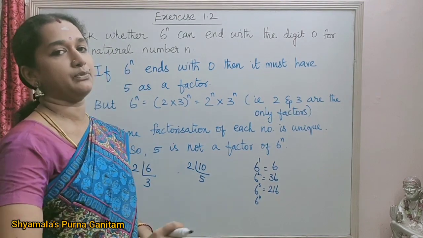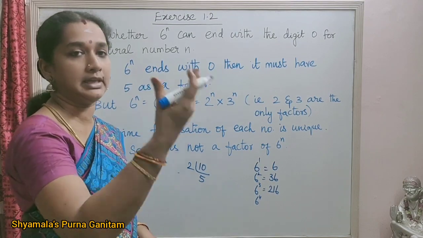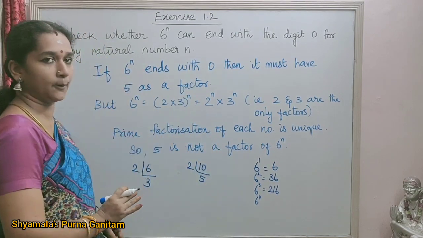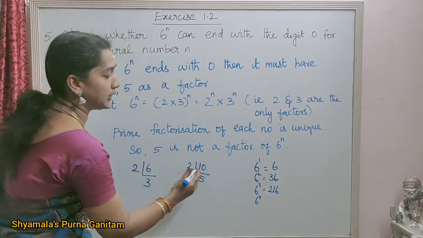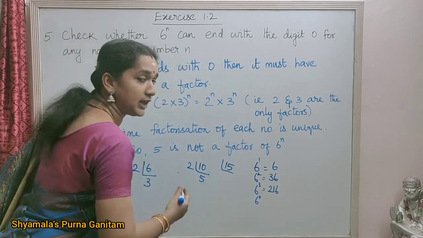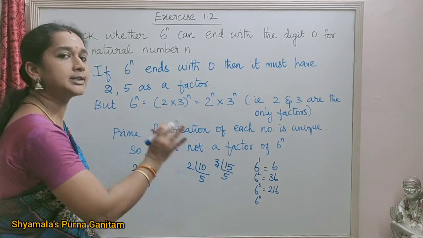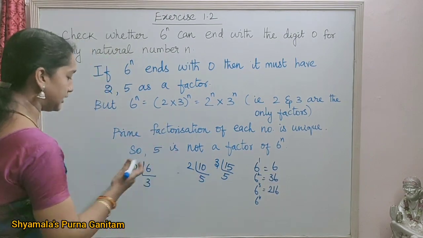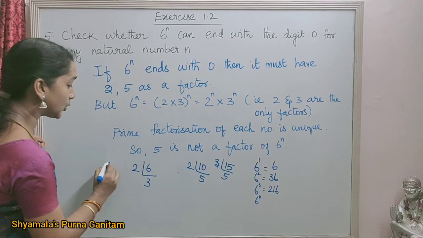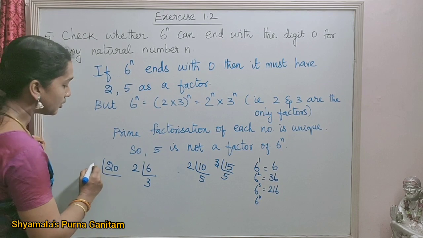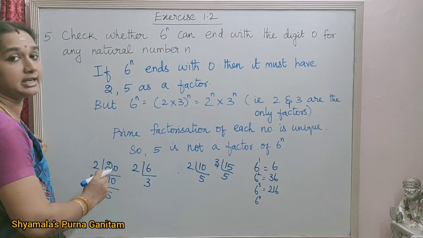If it has 5 as a factor, then we can say that 6 power n can end with 0, or if it has the factors of 2 and 5. If you take 15, it won't end with 0. Even though you are having 5 as a factor, it is not ending with 0. But if you take some other number, that is 20, what are the factors for that? 2, 10, 2, 5. So this will end in 0.